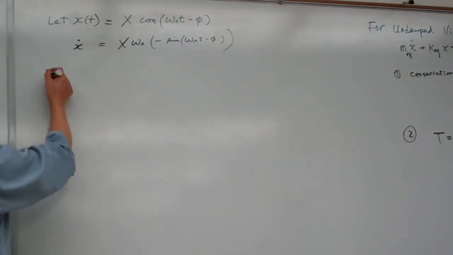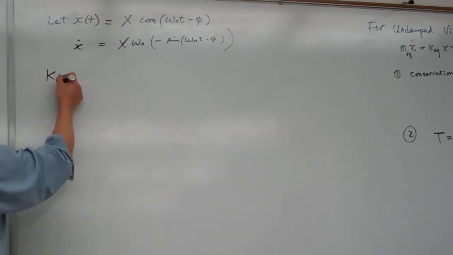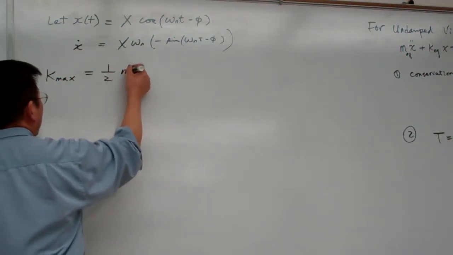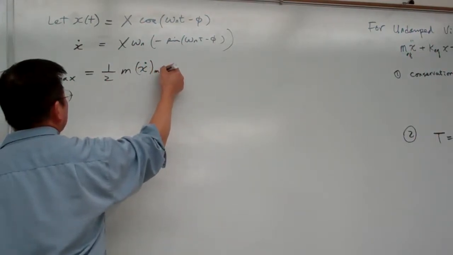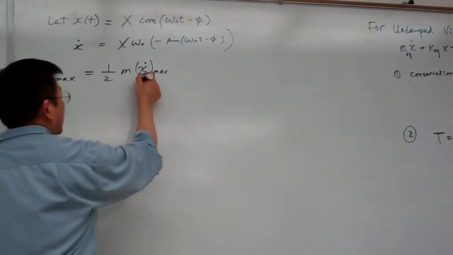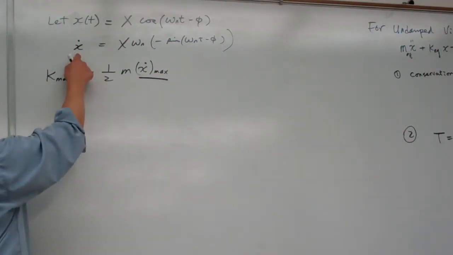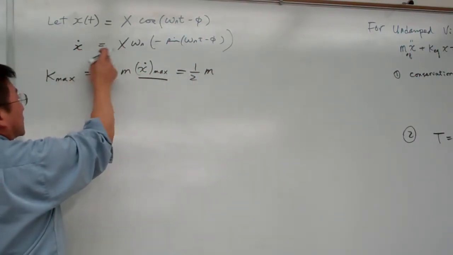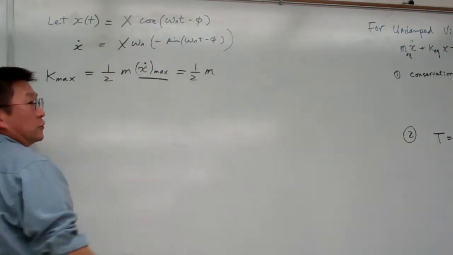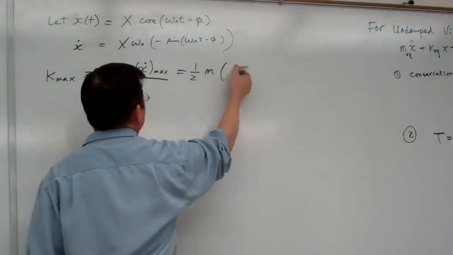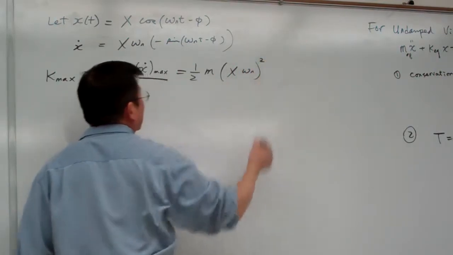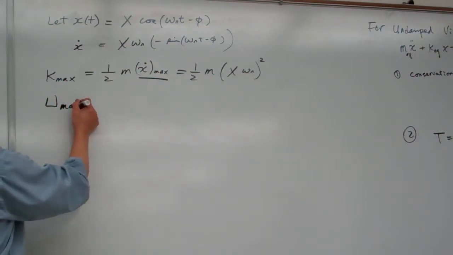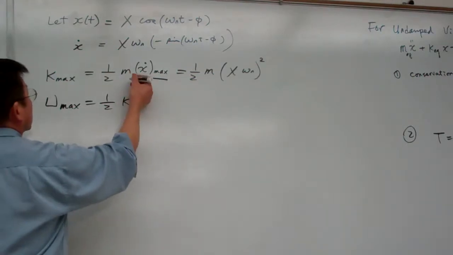And so from here we simply plug in the kinetic energy maximum, which is basically equal to 1/2 m times x dot maximum squared, right? So what is this value? If you look at this derivative here, the maximum value of the velocity is when the sine term equals 1. So basically that is capital X omega n squared, right? You good?